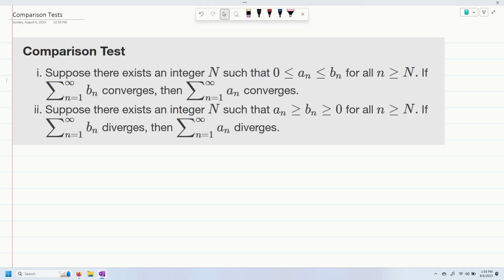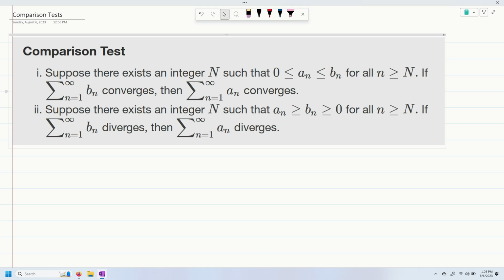In the preceding video, when we were talking about P series, we saw that as long as P was greater than 1, our sequence and our series converged. All right, so we're going to use stuff like that to our advantage. Here's the comparison test.